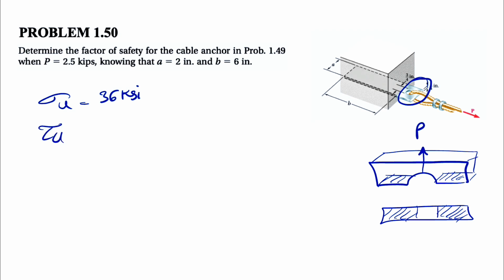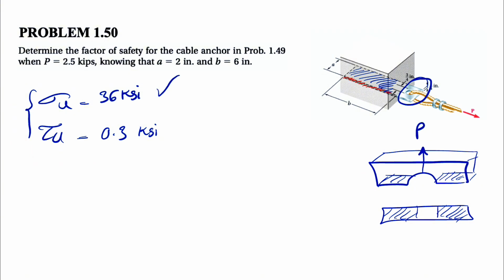In the previous question, we have the ultimate strength for the plate, which is 36 ksi. We also have the ultimate shear, or the bonding stress between the plate and concrete, which is dealing with these areas. We have one rectangle on top, one at the bottom, and these two rectangles on this side. And we have this 1.3 ksi. So these are the givens in the question.